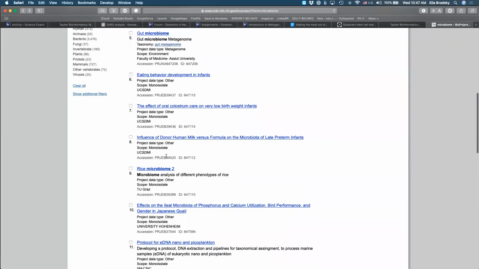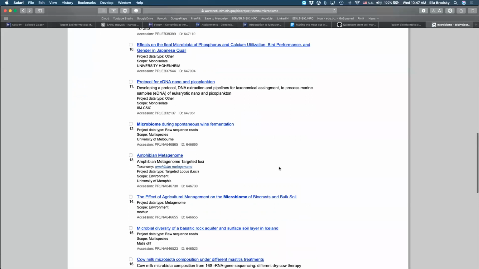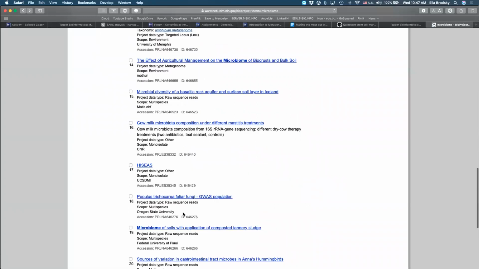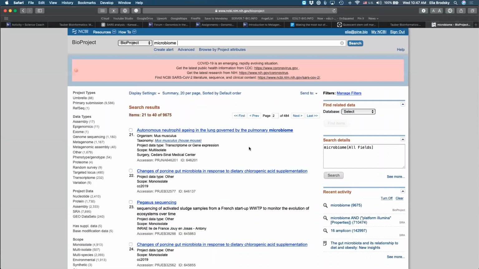So let me see, wine fermentation. Maybe I am interested in the gut microbiome and how it relates to some kind of disease.